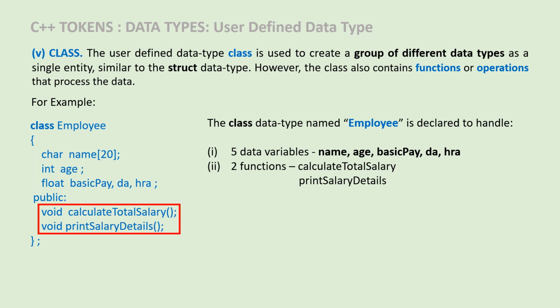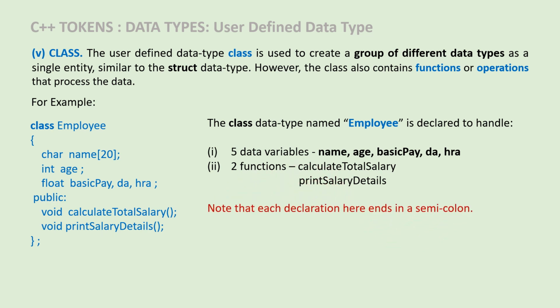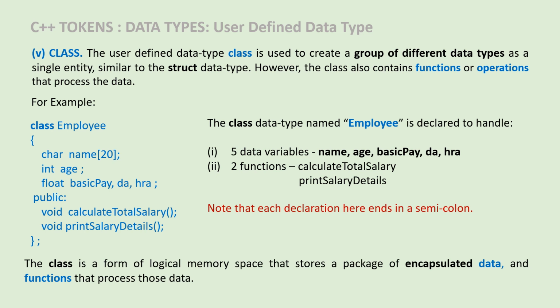There are 2 functions: calculate total salary function and print salary details function. Note that each declaration here ends in a semicolon. The class is a form of logical memory space that stores a package of encapsulated data, and functions that process that data. More on class in a later chapter.